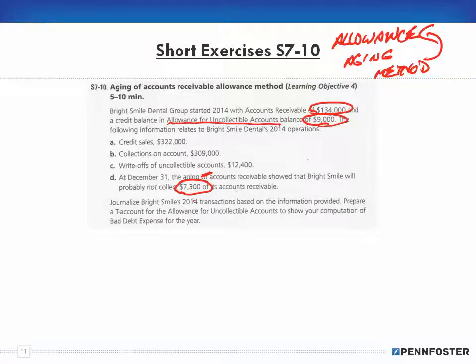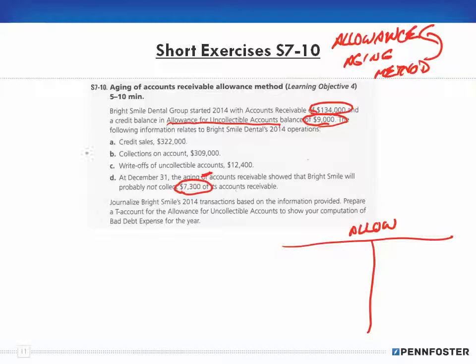It says, journalize Bright Smile's transactions based on the information provided, and then prepare a T account of the allowance for uncollectible accounts to show your computation of bad debt expense for the year. And so let me draw a T account here. Okay, so this is my allowance account. We're going to start out here and make journal entries. So I have credit sales of $322,000.